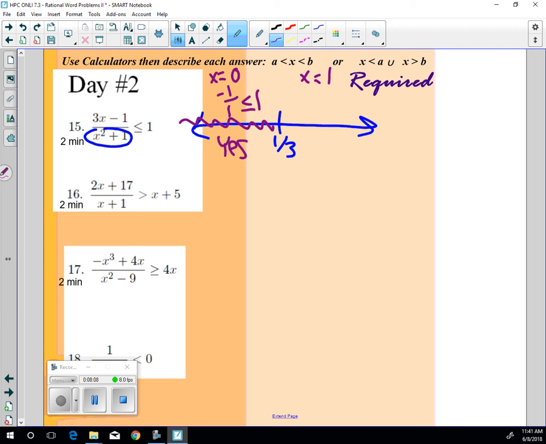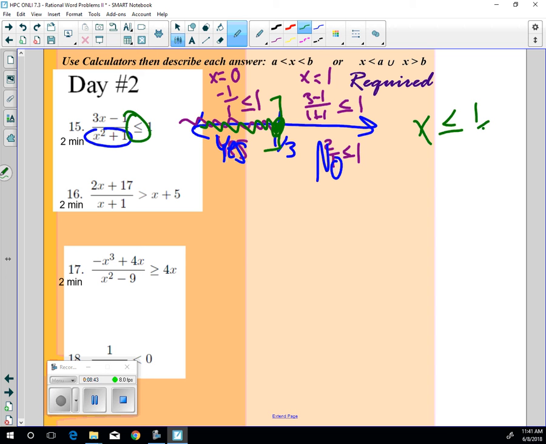When I put the 1 in, I get 3 minus 1, which is 2, over 1 squared plus 1, less than or equal to 1. So I'm going to get 2 over 1. Is that less than or equal to 1? No, it is not. So therefore my answer will be these, and since it is less than or equal to, we'll include it. X will be less than or equal to 1/3 as the solution.